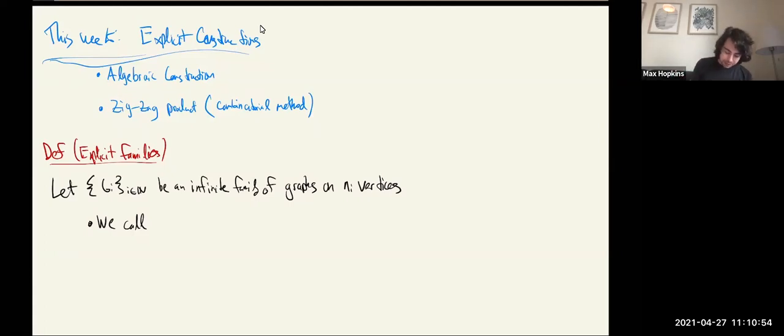The first one is called mildly explicit, or weakly explicit. These things vary a little in the literature, but it's something like this. So we call G_i, let's say, mildly explicit.